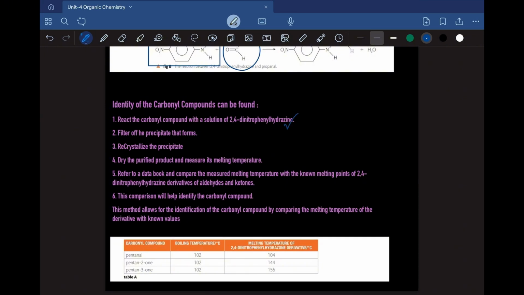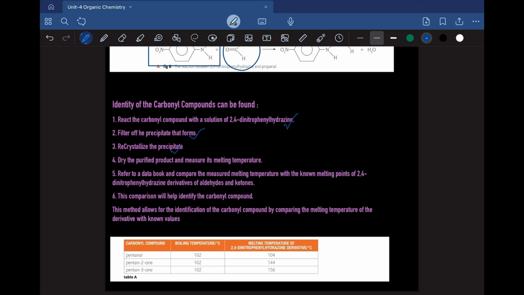How will we identify the carbonyl compound? First of all, react the carbonyl compound with a solution of 2,4-dinitrophenylhydrazine. Then we will filter off the precipitate that forms. There will be a precipitate that will form, right? The yellow-orange crystalline precipitate. We will filter off that precipitate, and after filtering, we will recrystallize it. After recrystallizing, we will dry the purified product and measure its melting temperature.